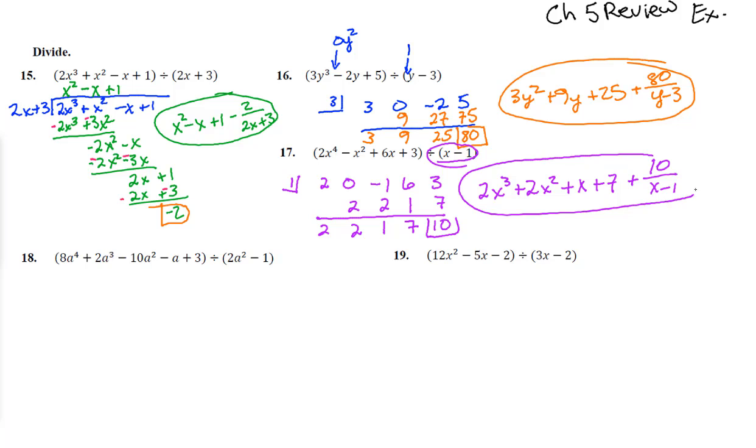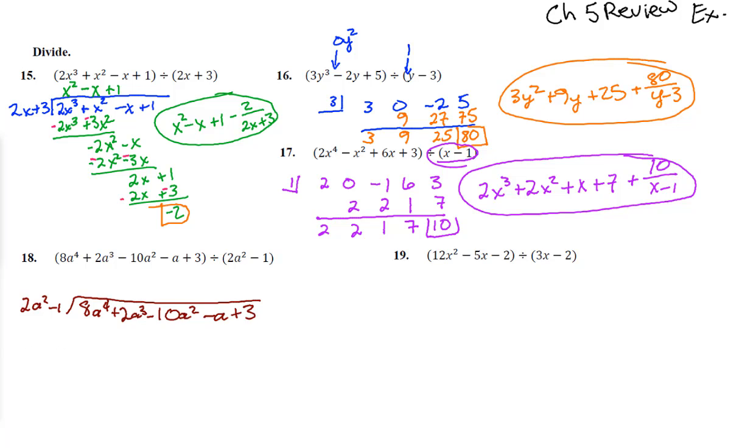So that's the answer. Saved a lot of work, a lot of stuff going on like that. Alrighty, let's do the next one. Number 18. Notice this is not a synthetic division problem. I apologize that we can't do that, but we can't. So this is 2a squared minus 1, and it goes into this big ugly mess here: 8a to the fourth plus 2a cubed minus 10a squared minus a plus 3.